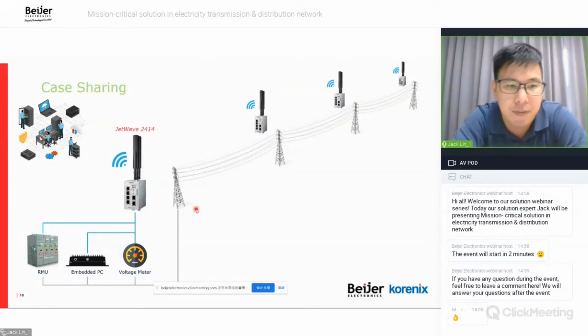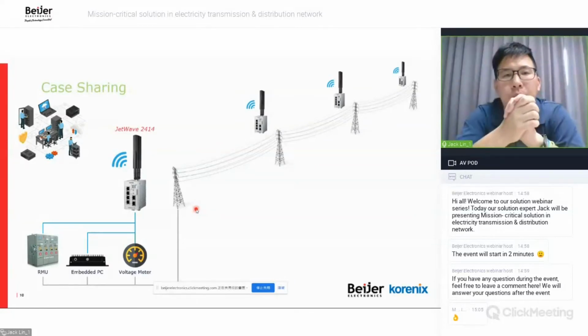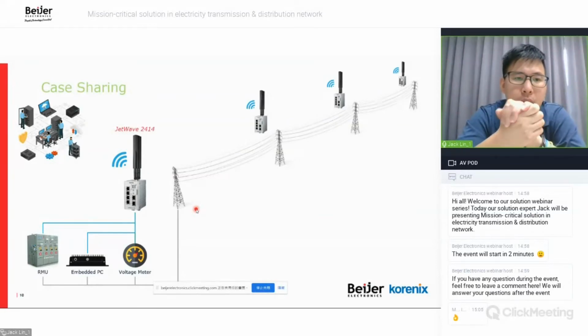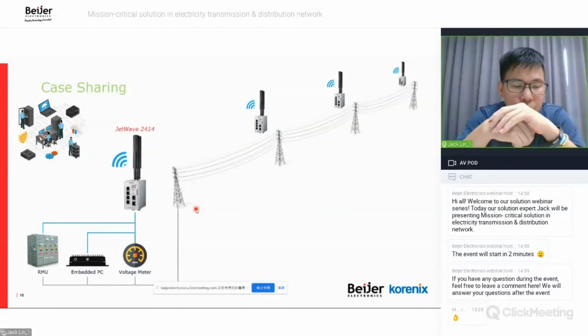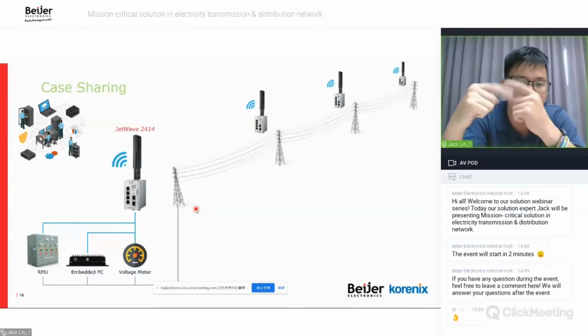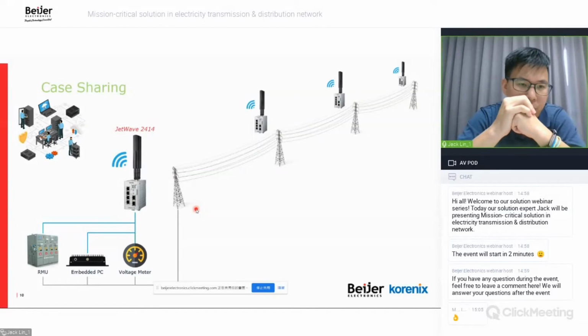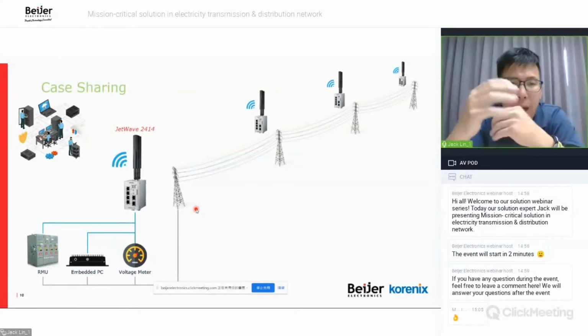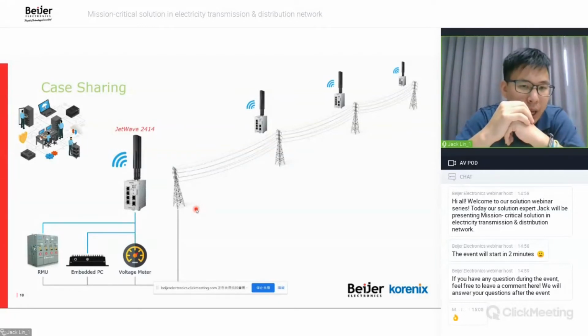In this project in the Middle East, we installed our 4G LTE cellular router, model name JetWave 2414. This cellular router is able to connect the control center with local devices such as the RMU, the ring management unit, an embedded PC, and a voltage meter. The RMU basically is a switch to turn on and off the electricity route, to transfer electricity from one site to another. And the embedded PC does edge computing, local data storage and processing for the devices at the field site.